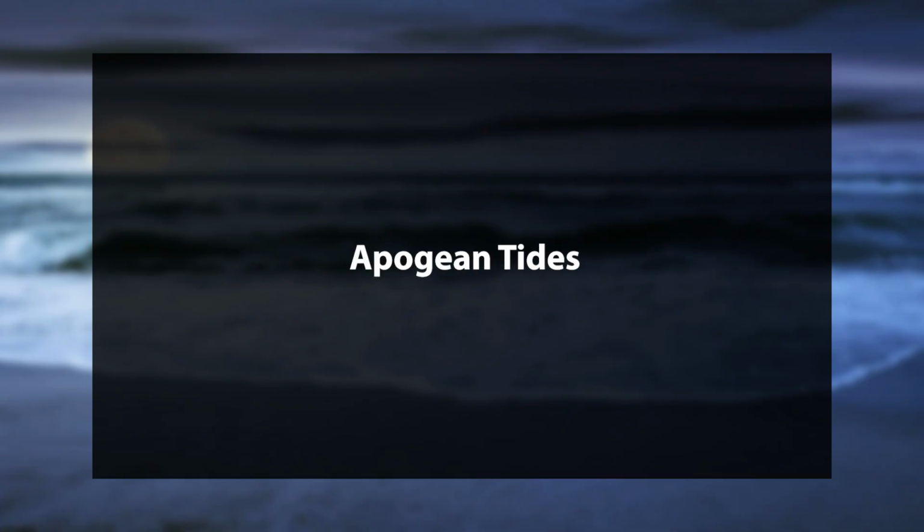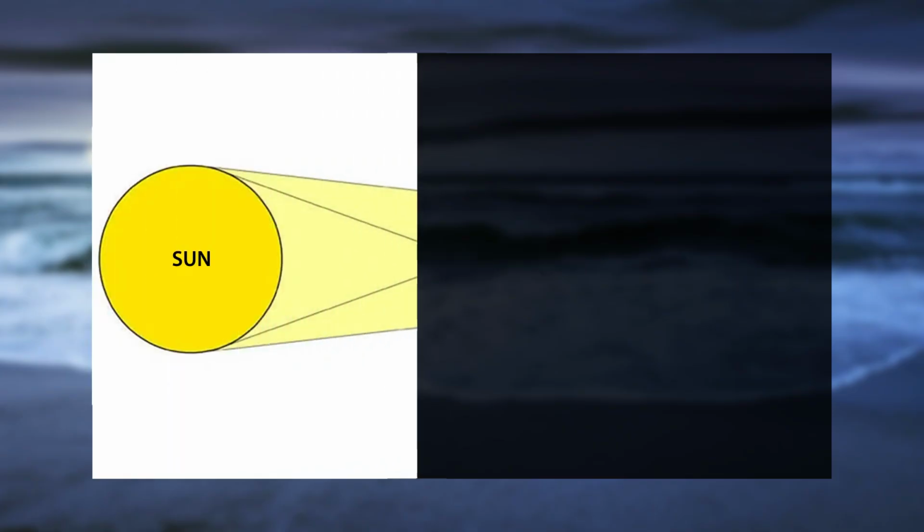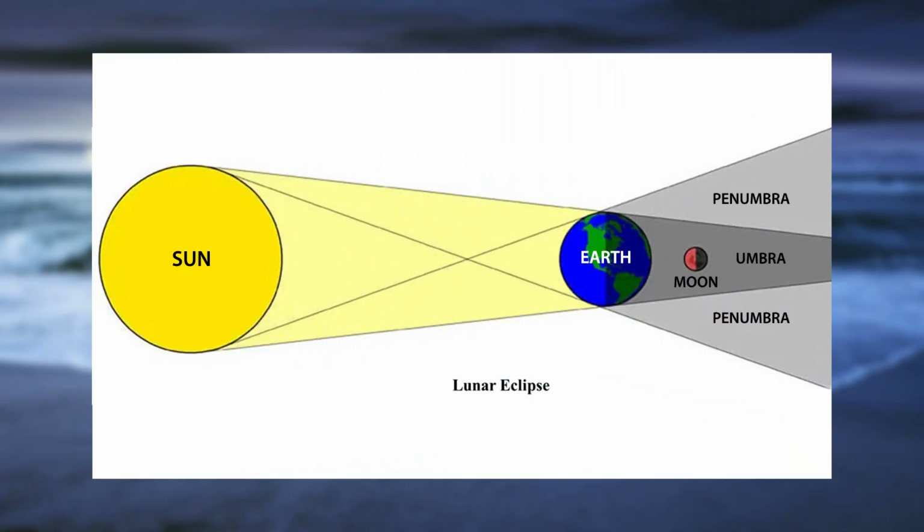Another are the apogean tides. At apogee, the moon becomes farthest from the earth once in a month, nearly about 407,000 kilometers, which accounts for lower gravitational force as compared to the perigee. Hence, apogean tides are 20% lower than the normal tides.